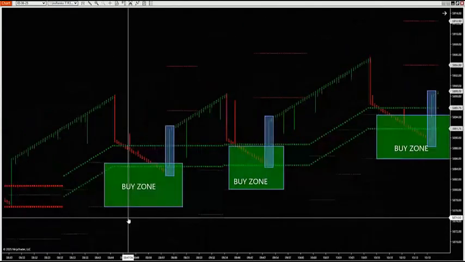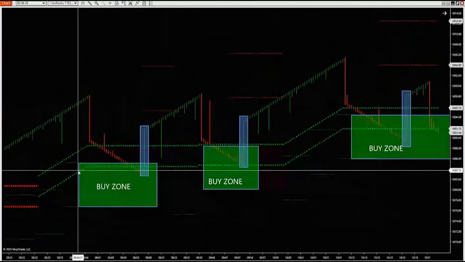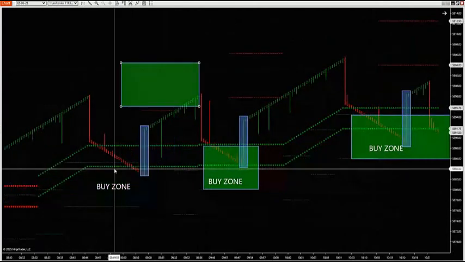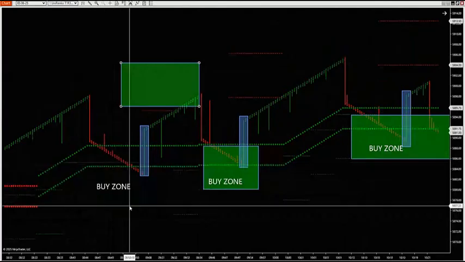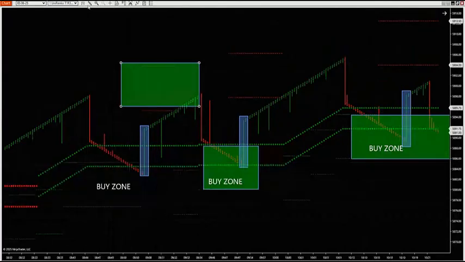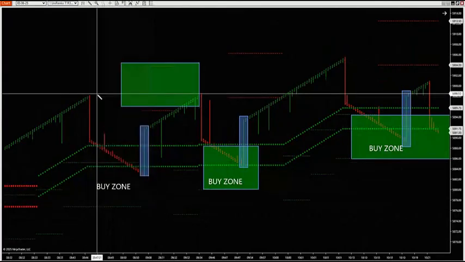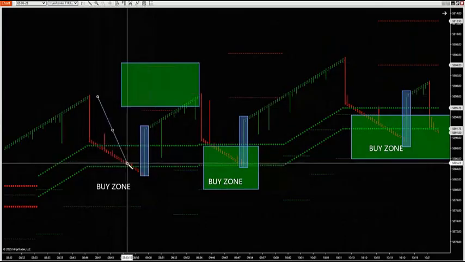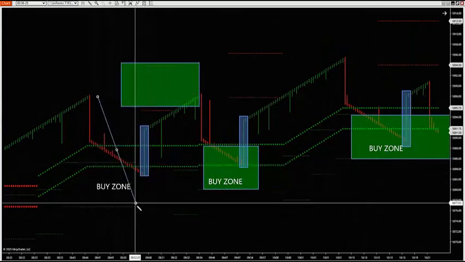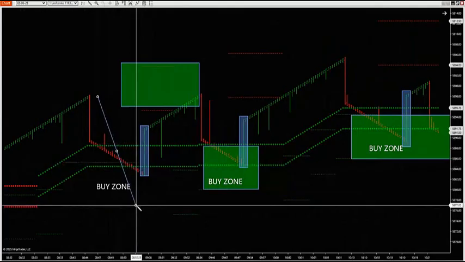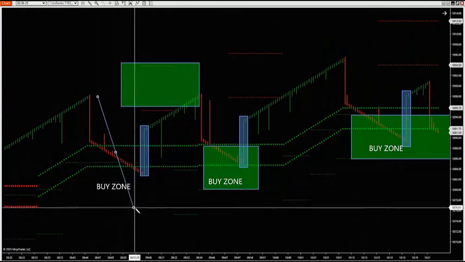So what you want to do, these zones are projected. This is my 25 zone, this buy zone. There's the high of the zone. There's the low of the zone. When price gets inside of these zones, it cannot close outside that zone, not even by one candle. If it closes outside of the zone by one candle, there's no trade setup.